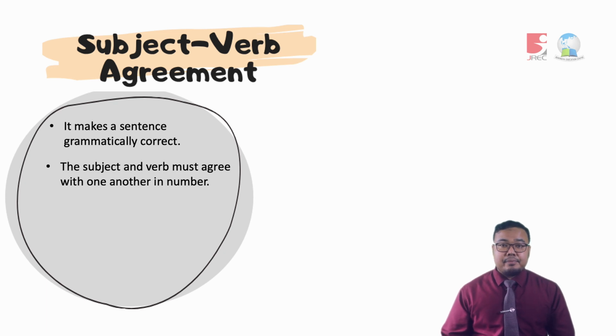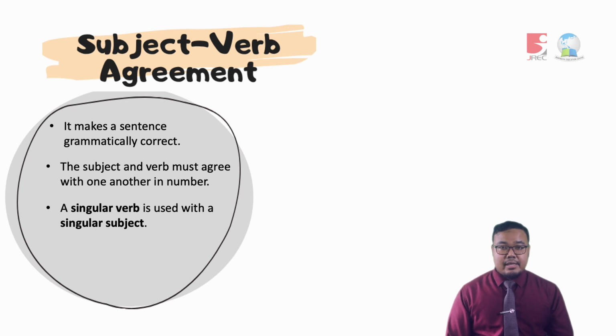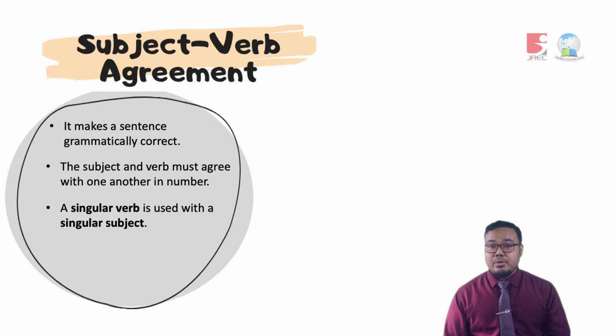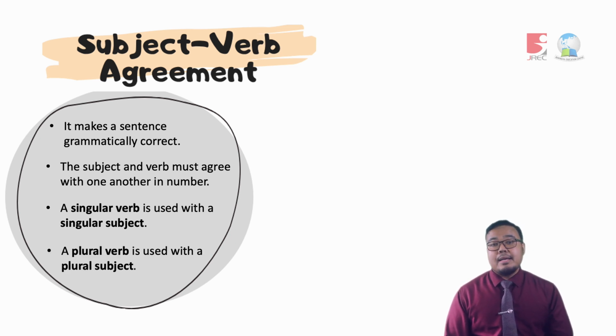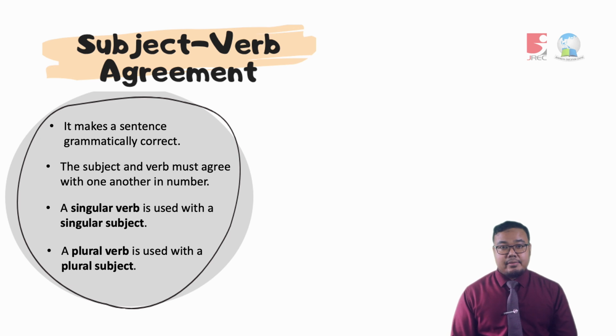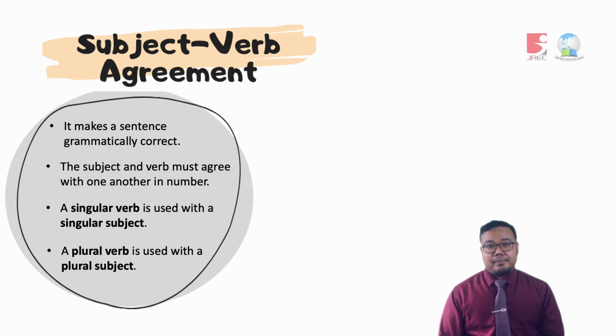Okay, the subject and the verb must agree with one another in number, meaning that if we use a single subject or singular subject, we must use a singular verb. Likewise, when we use a plural verb, we have to use a plural subject. Let's look at an example.